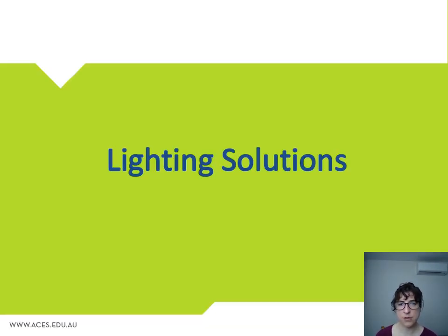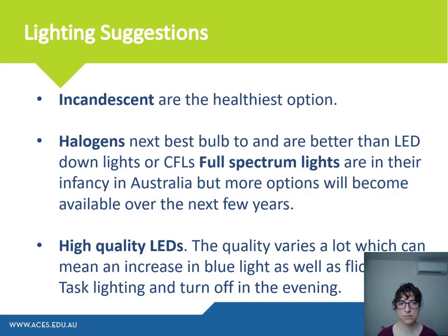So lighting solutions. As we mentioned, we always want to suggest incandescents as the healthiest lighting option. That's really going to be if you can source the incandescents, and depending on how the person's going to use that space, because if they're going to use downlights, then you'd want to take a look at that. But if you can get incandescents in lamps around the house that they can use at night, then that's going to be a pretty healthy option.